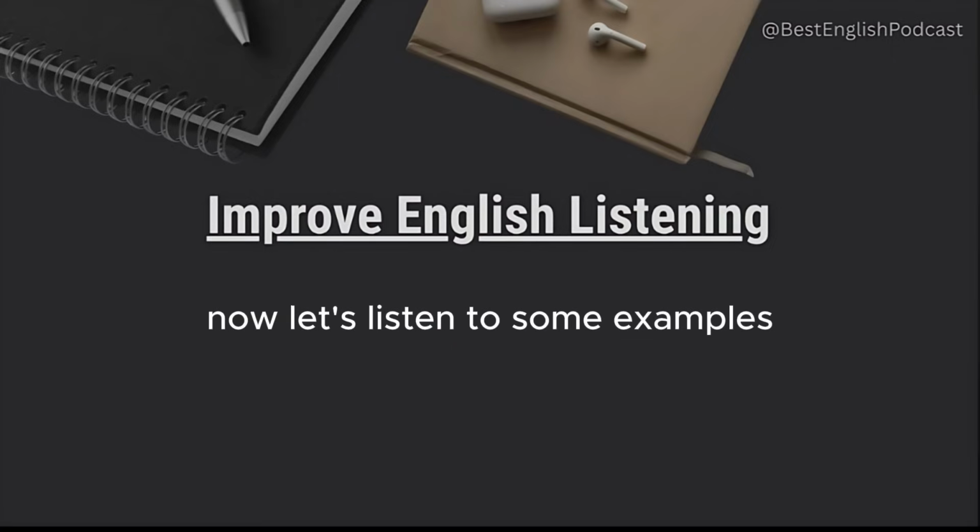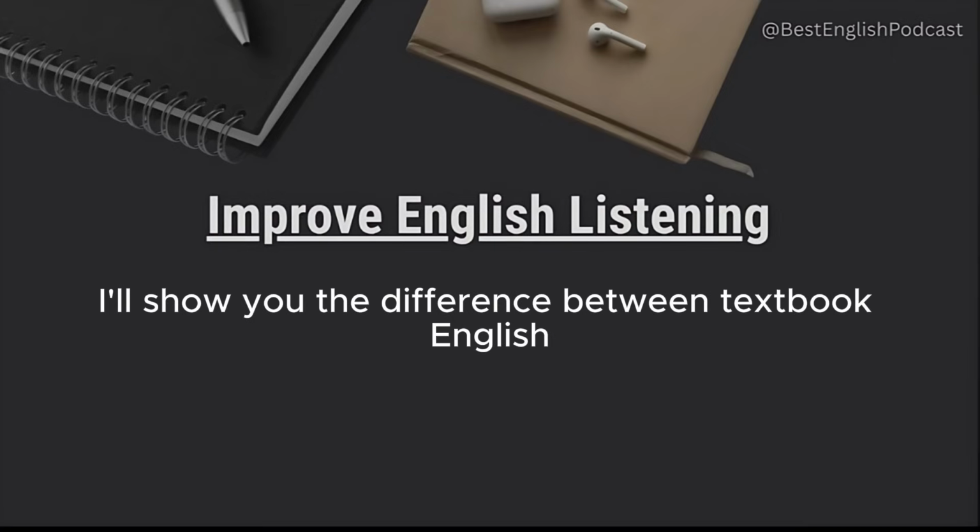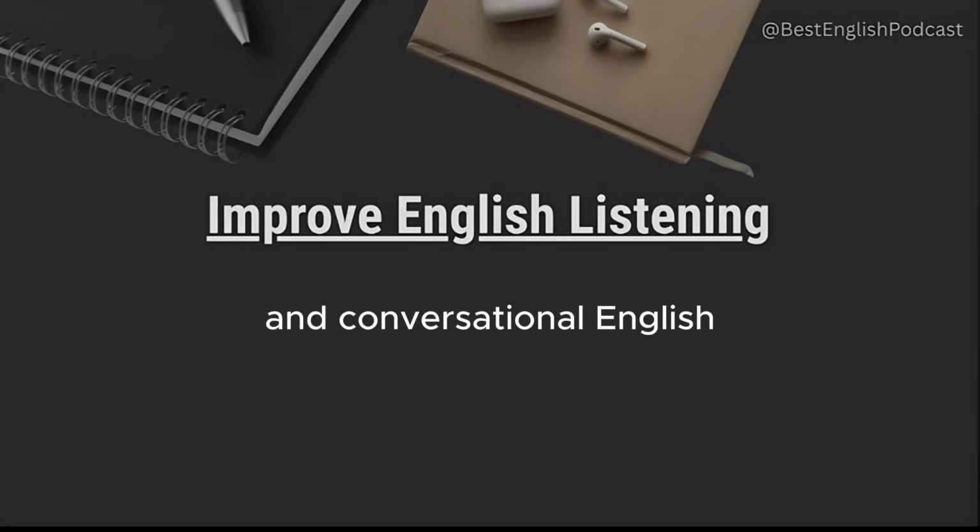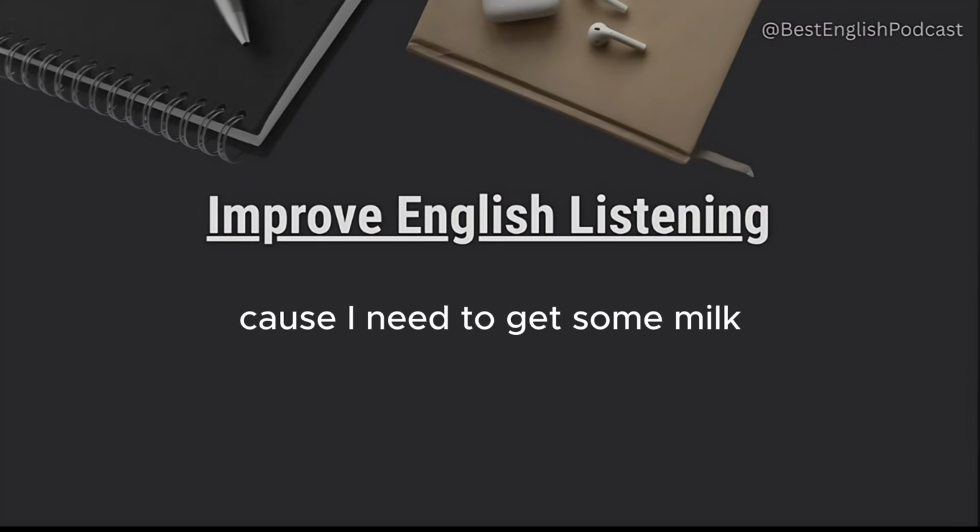Now, let's listen to some examples. I'll show you the difference between textbook English and conversational English. First, textbook English. I am going to go to the store because I need to purchase some milk. Now, conversational English. I'm gonna go to the store because I need to get some milk.